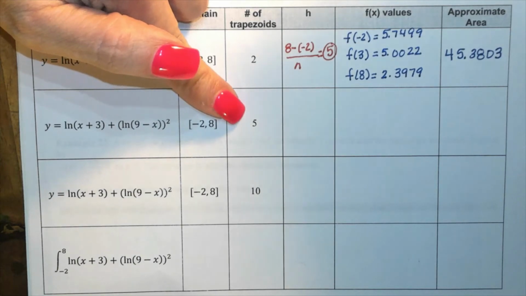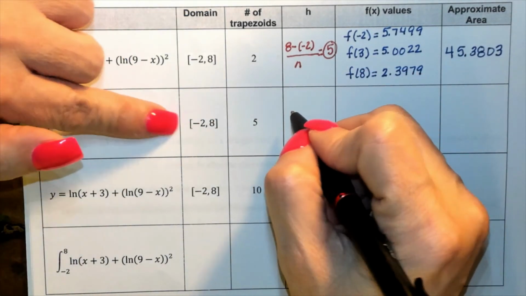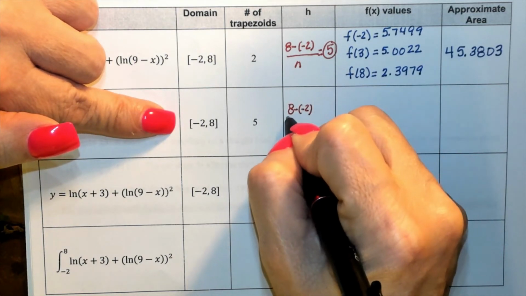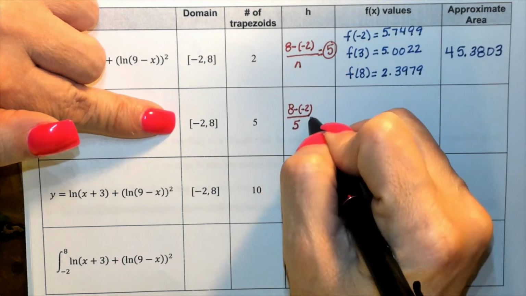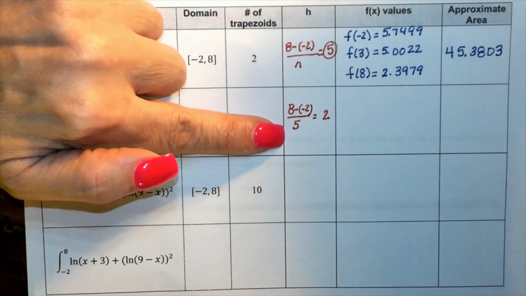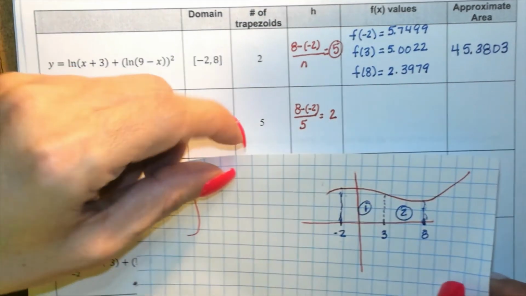So you might already be going, well, this should be way more accurate. So I need to do b minus a, so 8 minus -2, but this time the number of trapezoids is 5. So that's 10 divided by 5, so my units now are 2. So this is where I should have left you guys more room.